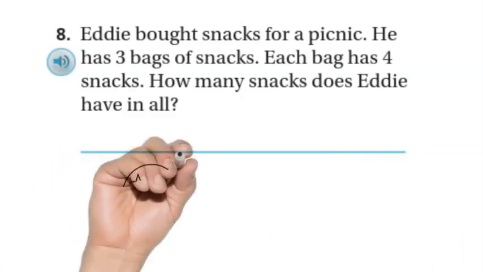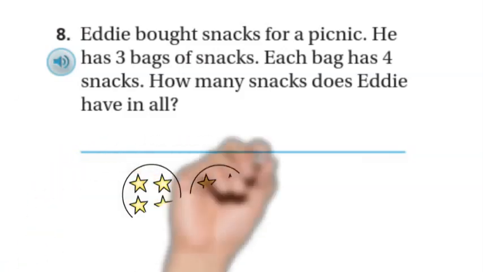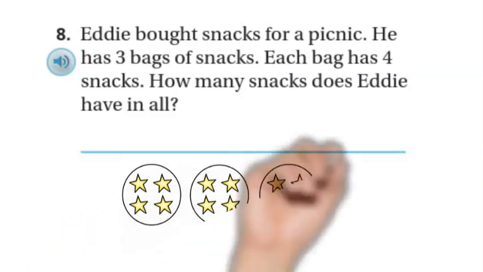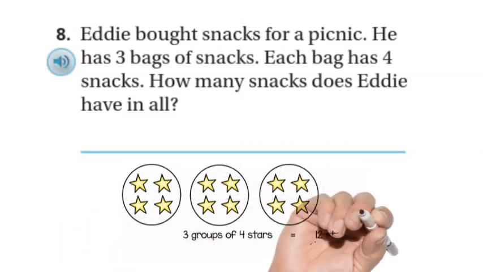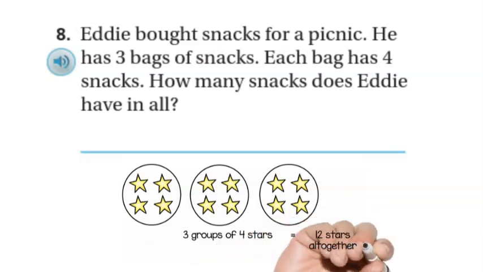So what we should do is draw our 3 circles for the 3 bags of snacks. We would put 4 stars in each. And at the end, we can see 3 groups of 4 stars would equal 12 stars altogether.